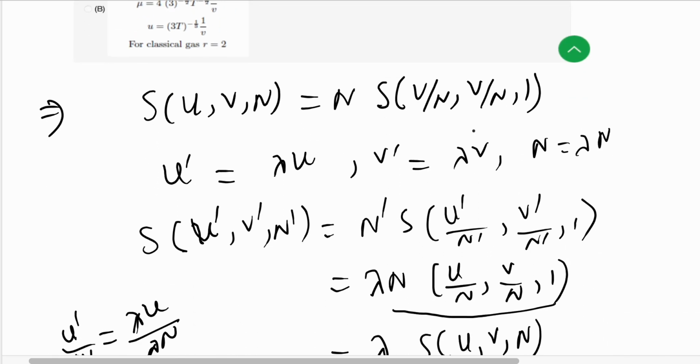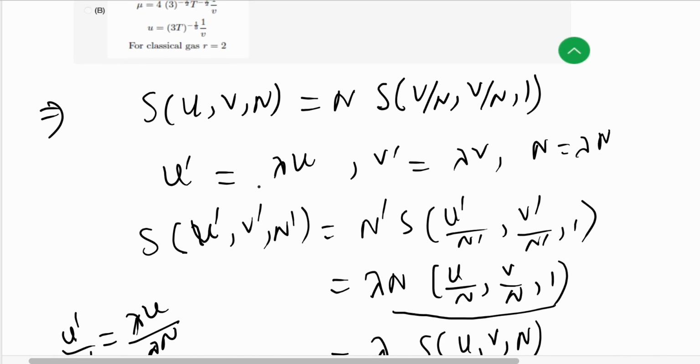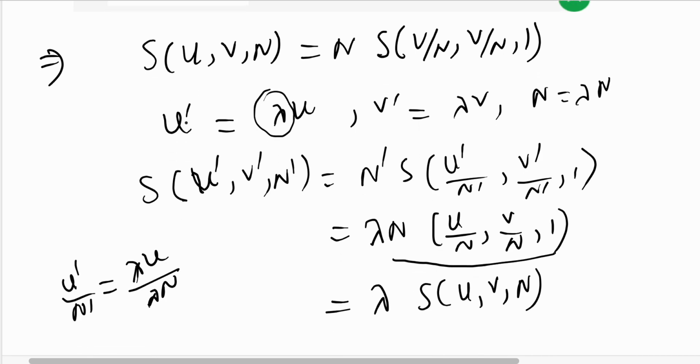That means if I scale my system by a factor lambda, then the entropy should also be scaled by lambda. So as you can see, if the entropy is truly extensive, then it should scale with lambda.